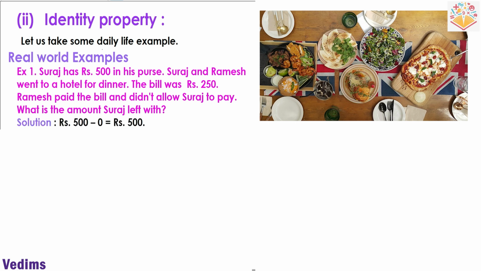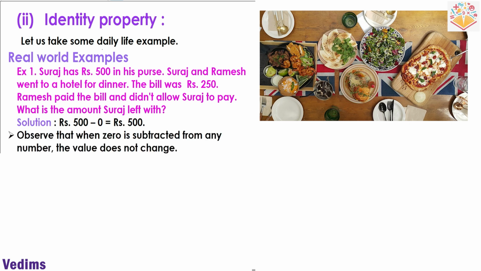The solution will be like this. Initially, Suraj had in purse 500. Ramesh paid the entire bill. The amount spent by Suraj will be rupees 0. 500 minus 0 is 500. Observe that when 0 is subtracted from any number, the value does not change.